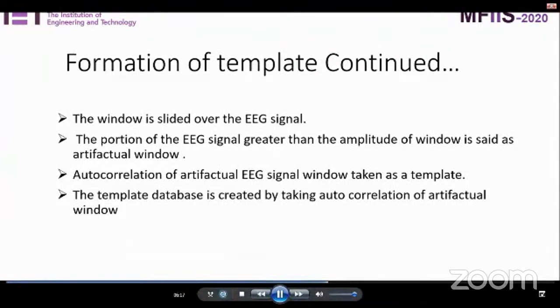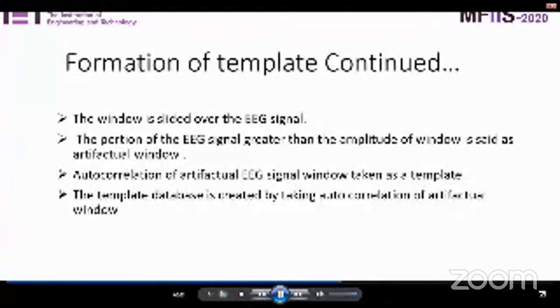After that, for formation of the template, the window is slid over the EEG signal. The portion of the EEG signal greater than the amplitude of the window is set as an artifactual window. Then the autocorrelation of that artifactual window is taken as a template. Similarly, the window is slid over the entire length of the signal, so a number of artifactual windows are created and stored in the database. This is how the template database is created.